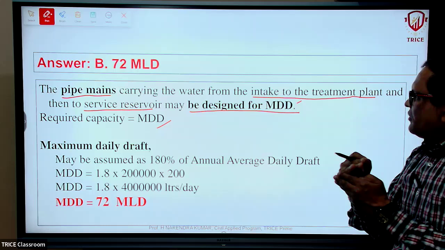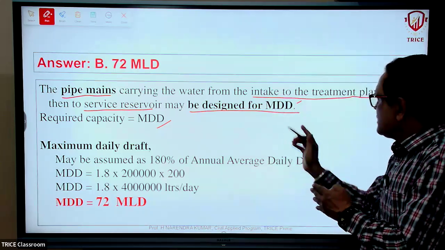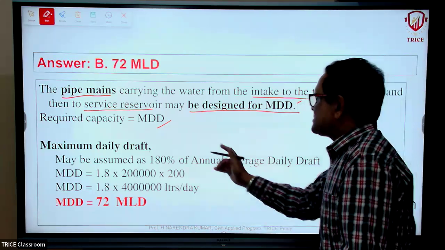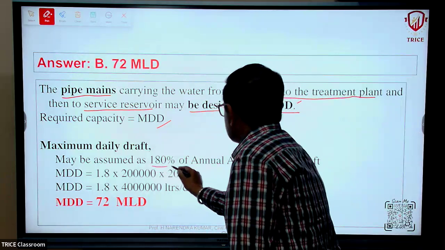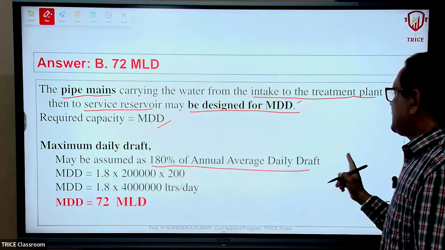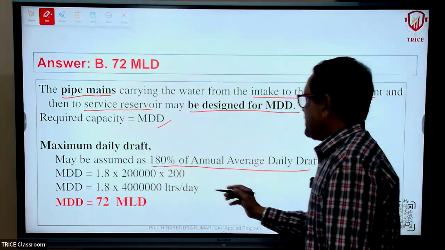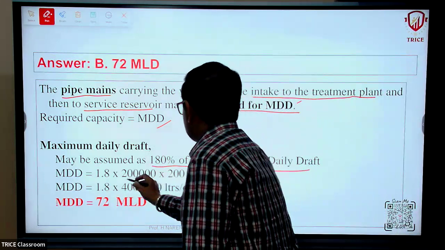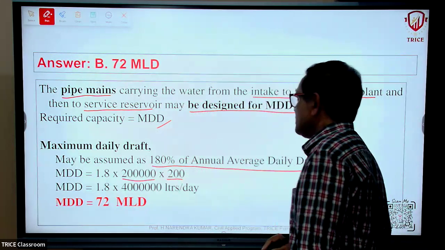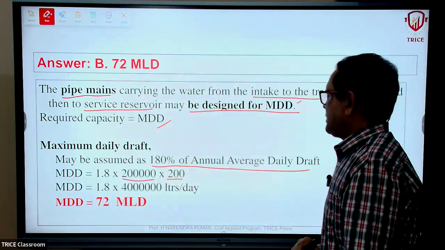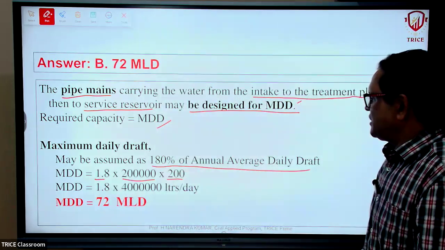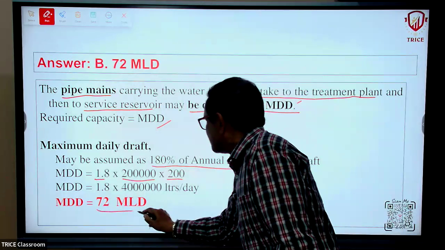First thing is, what is the requirement for the design of a pipeline? Maximum daily demand. And how to calculate maximum daily demand? Just now we got the information, it is nothing but 180% of annual average daily demand. So 1.8 times annual average daily demand: 2 lakh population, 200 is the consumption, multiplied by the factor 1.8.